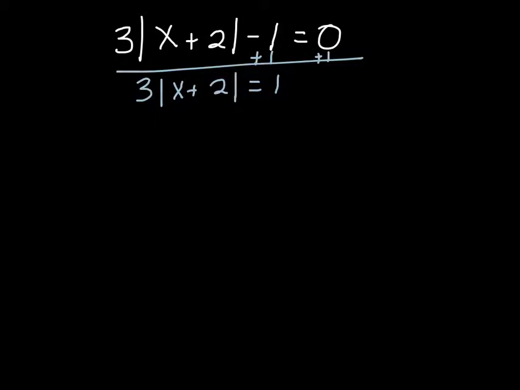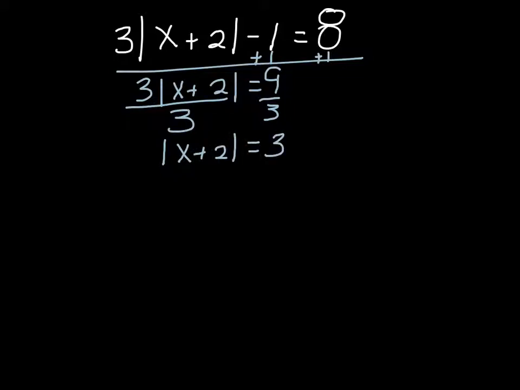I'm actually going to change this problem just a tad. Let's make that an 8. Just for this purpose, I'm going to show you with whole numbers. Now, if it was a fraction, no big deal. We can still do it as well. So 8 plus 1, we're going to say that's 9. The next step is to divide both sides by 3. So I have the absolute value of x plus 2 equals 3.